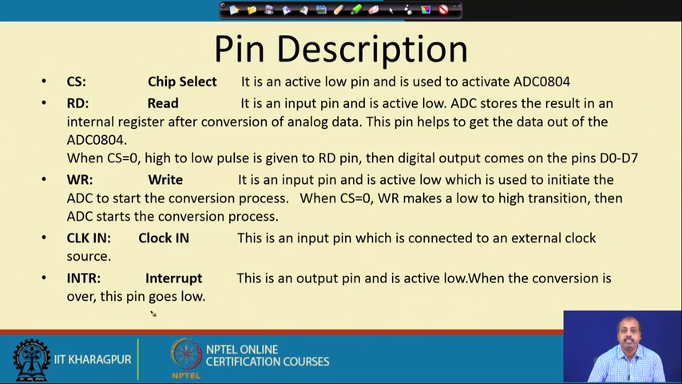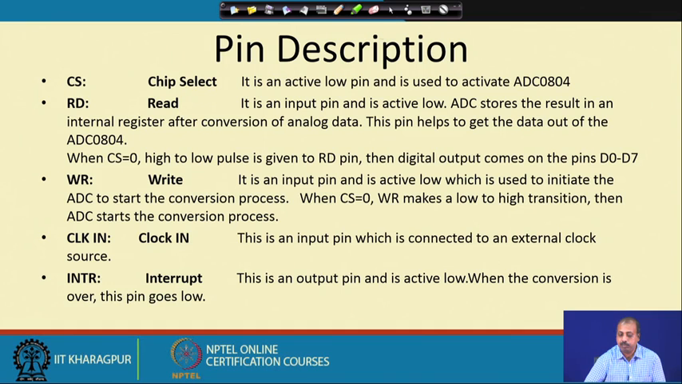Accordingly, this particular line may be connected, say for the 8051, to the INT 0 or INT 1 pin, and it will jump to the corresponding ISR. In that ISR, we can activate this read bar line, and accordingly we can get the content of this converted value.